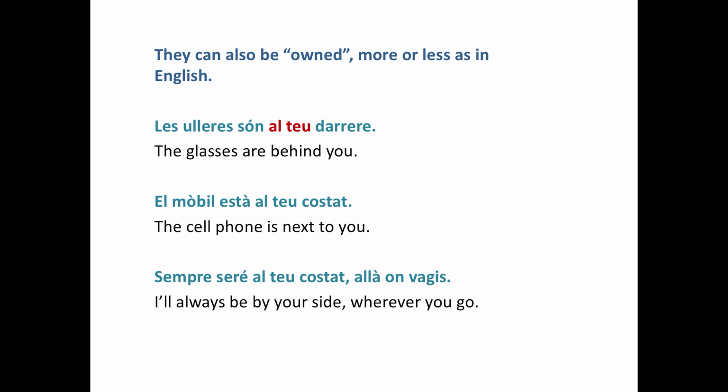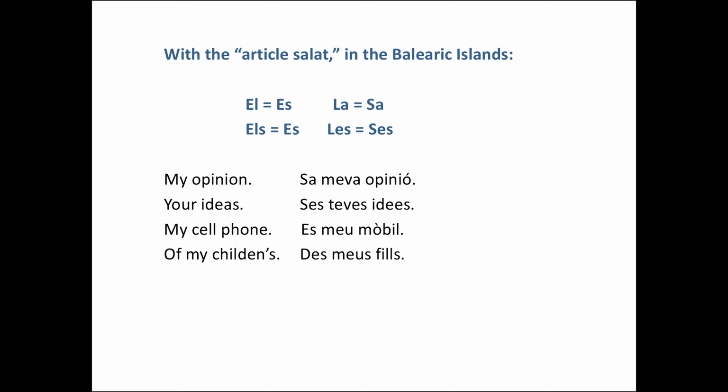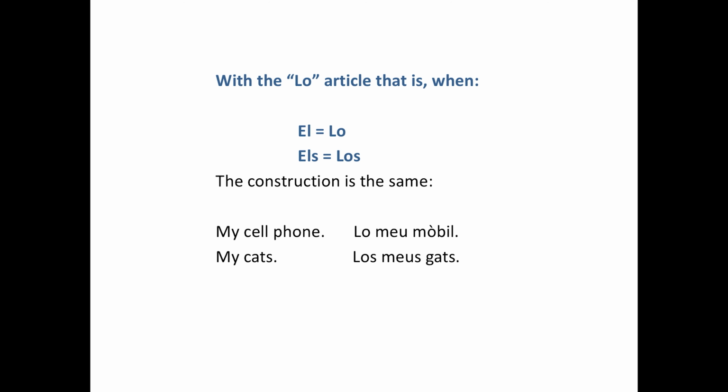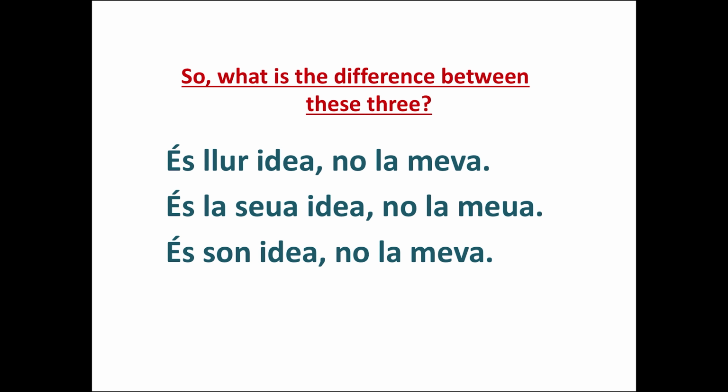They can also be used with nouns. Les ulleres són al teu darrere. El mòbil està al teu costat. Sempre seré al teu costat, allà on vagis. With the salat article in the Balearic Islands, the constructions are all the same as well. And with the lo article, that is when el is lo and els is los, the construction is also the same. So, what is the difference between these three?